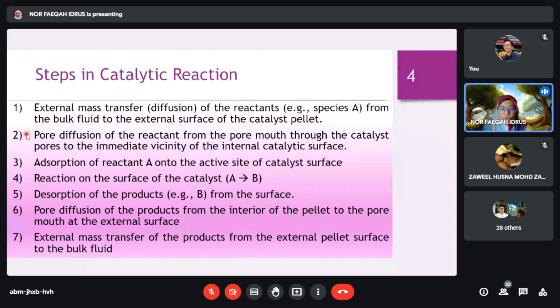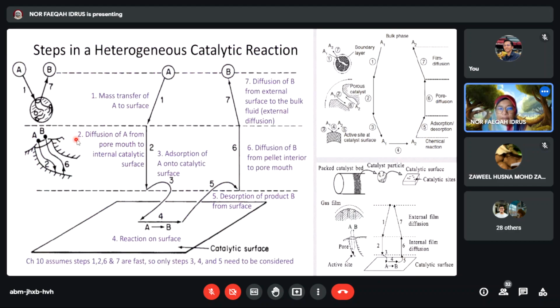Therefore, step 2 and step 6 will be eliminated. So there are only 5 steps. For non-porous, reaction only occurs at the external surface of catalyst. So no pore diffusion, step 2 and 6 are not there. So what happens? Only step 1, step 3, step 4, step 5 and step 7.